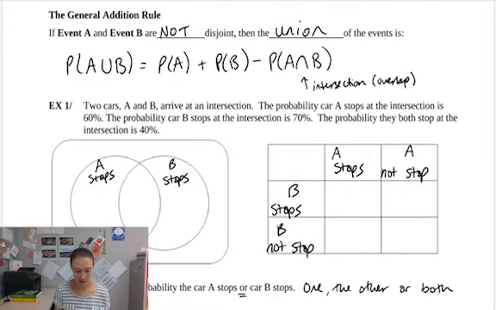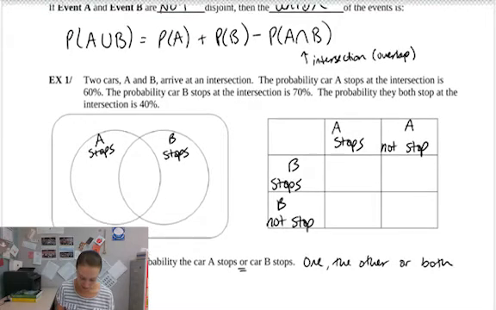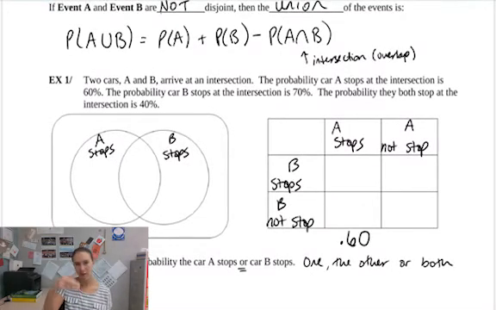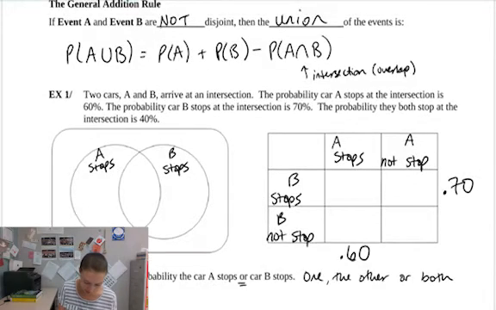2 cars, A and B, arrive at an intersection. The probability that car A stops at the intersection is 60%. So I'm going to start by putting 60% down here on my table. So A stops, the total percentage is 60%. That goes outside the box. Probability car B stops in the intersection is 70%. That goes outside the box. The probability that they both stop is 40%.